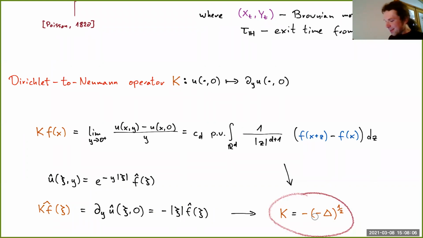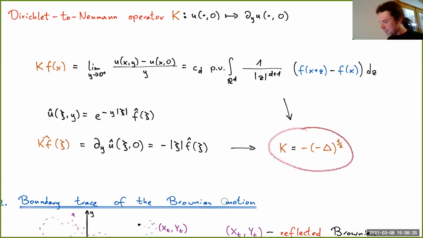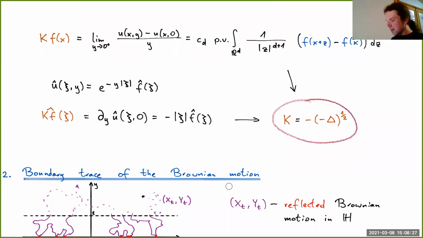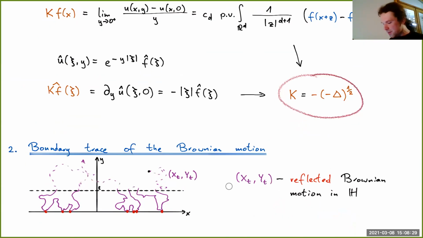Okay, so that's a Dirichlet to Neumann operator, and there's another way to view the same operator. This operator generates a certain stochastic process, and that process can be viewed as a trace of the Brownian motion on the boundary. So that's the second part of the talk. So now consider the process in the upper half space that is generated by the Laplace operator.